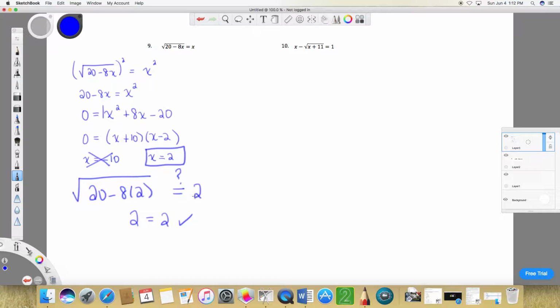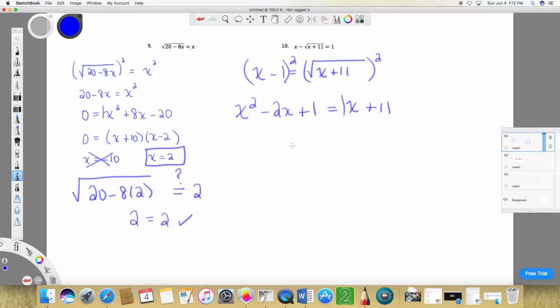So let's take a look now at number 10. Let's get this square root by itself. I'm going to subtract 1 from each side and add the square root of x plus 11 to each side. I'm going to square both sides of this equation. That might introduce extraneous solutions. So on the left-hand side, when I square this binomial, I get x squared minus 2x plus 1. And on the right-hand side, I get x plus 11.